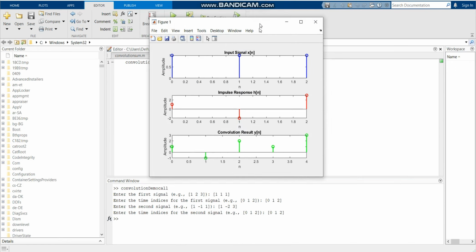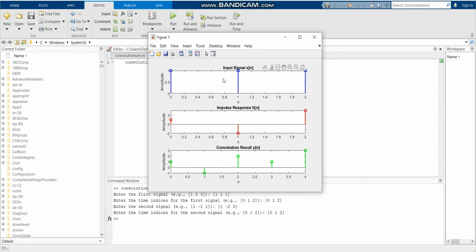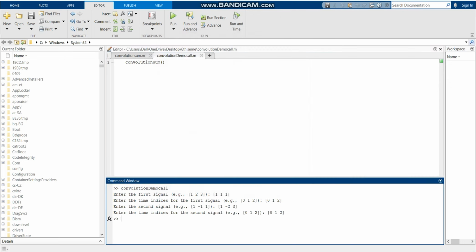Here is the graph. The first subplot represents the input signal, the second subplot represents the impulse response, whereas the third represents the convolution result y of n. This code basically takes two signals and their corresponding time indices from the user, performs convolution using the convolve function, and then displays the input signals along with the convolution result graphically using subplots. The graphical representation aids in understanding the signal processing operation.